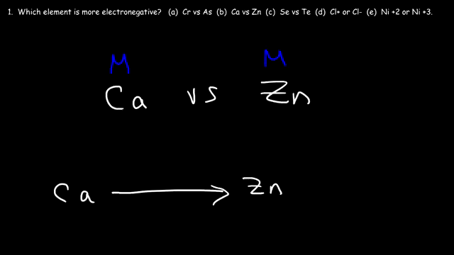The electronegativity value for calcium is about 1.0, and for zinc it's 1.6. So zinc is more electronegative than calcium.